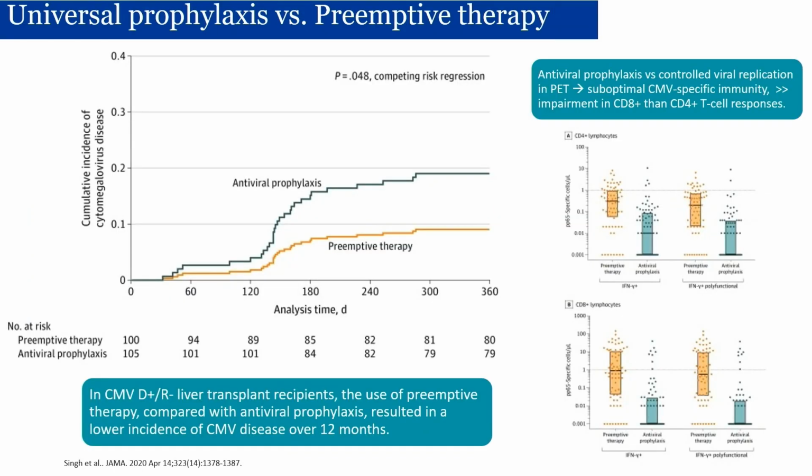And so we have some colleagues that truly believe that universal prophylaxis is not as good. There was a study published in JAMA in 2020 by Nina Singh that showed that in CMV D plus R minus liver transplant recipients, the use of preemptive therapy compared with blanket antiviral prophylaxis resulted in a lower incidence of CMV disease over 12 months. And perhaps this was because the antiviral prophylaxis actually led to suboptimal CMV-specific immunity, impairing the CD8 and CD4 T cell responses.